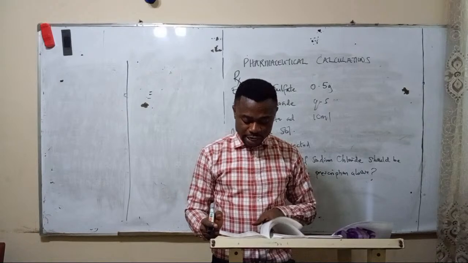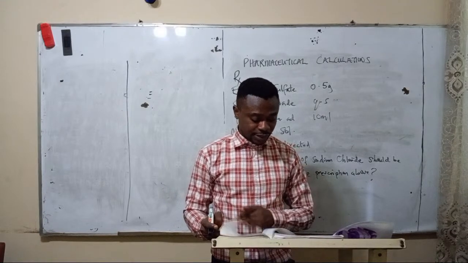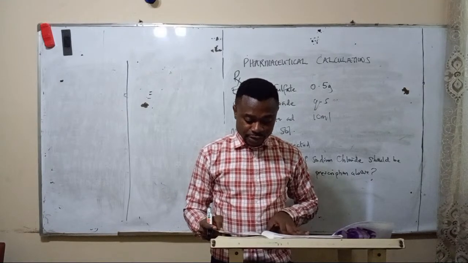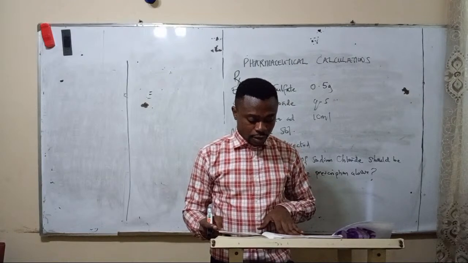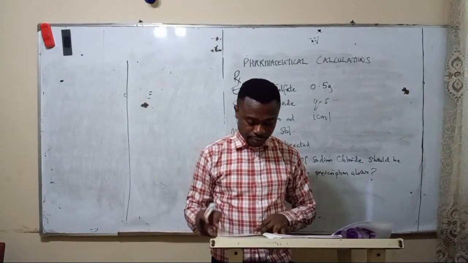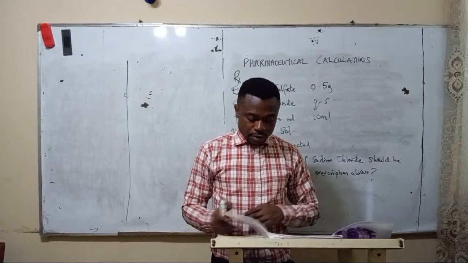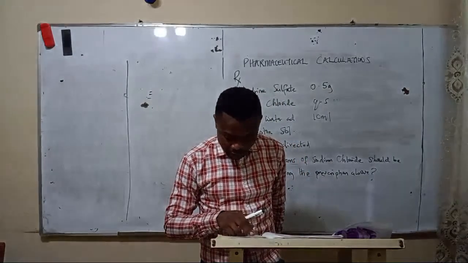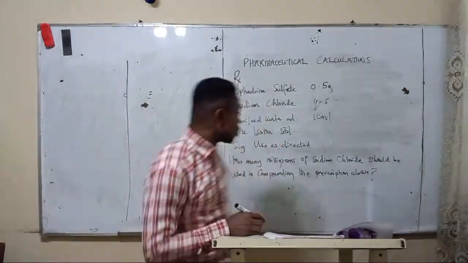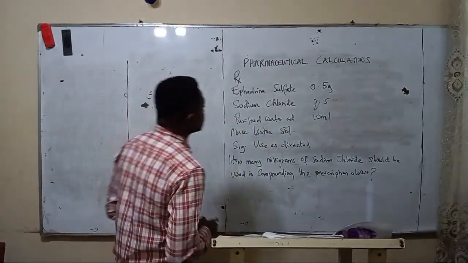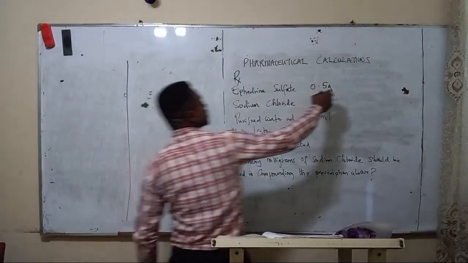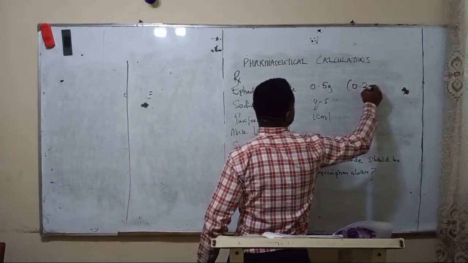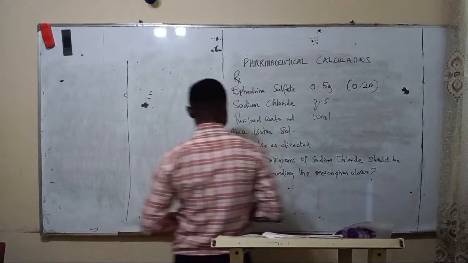If we know the sodium chloride equivalent of ephedrine sulfate, we can solve this question. Now, for ephedrine sulfate, the sodium chloride equivalent is 0.2. It's common anyway. 0.20 for ephedrine sulfate.